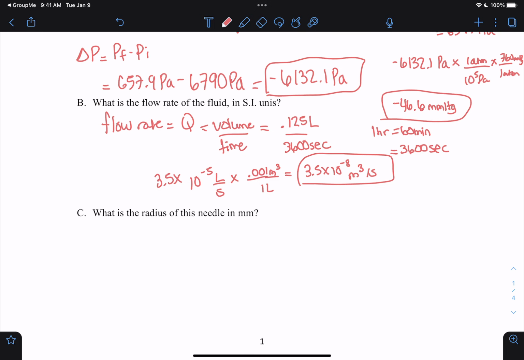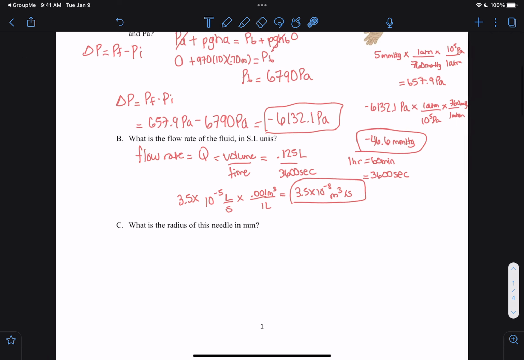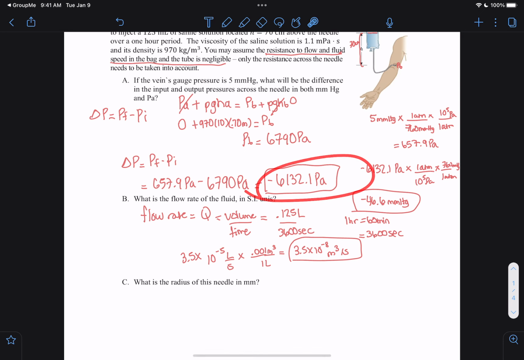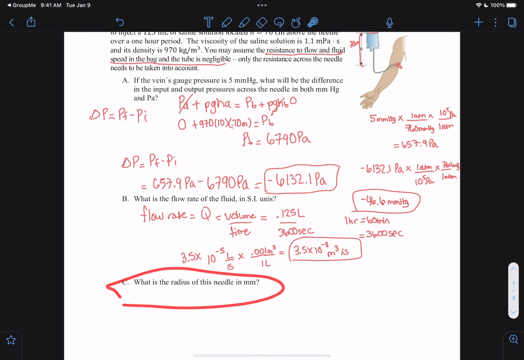Now for C, they're asking us about the radius of the needle. So we have a value for flow rate. We calculated before the pressure drop. How does the radius come into play at all? How are we supposed to figure out the radius of this needle from the flow rate and something like the pressure drop here? Any ideas as to how we can figure that out?